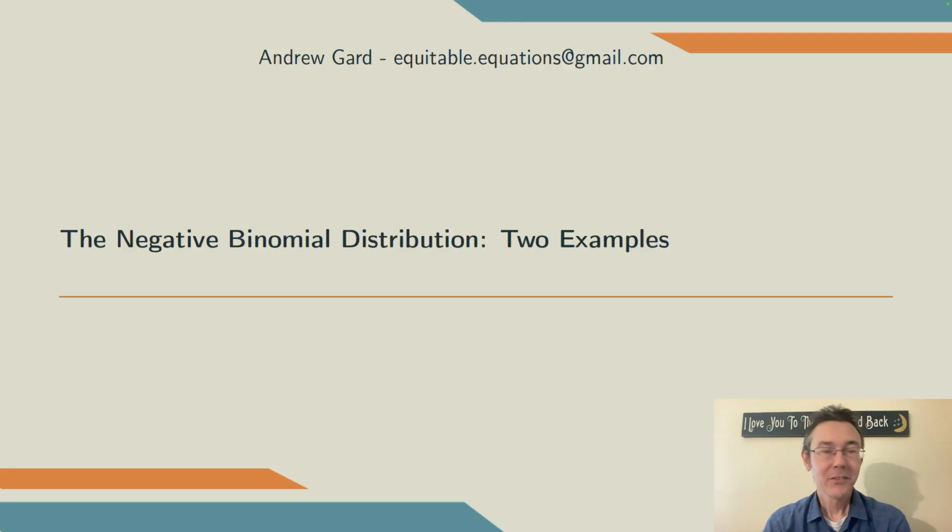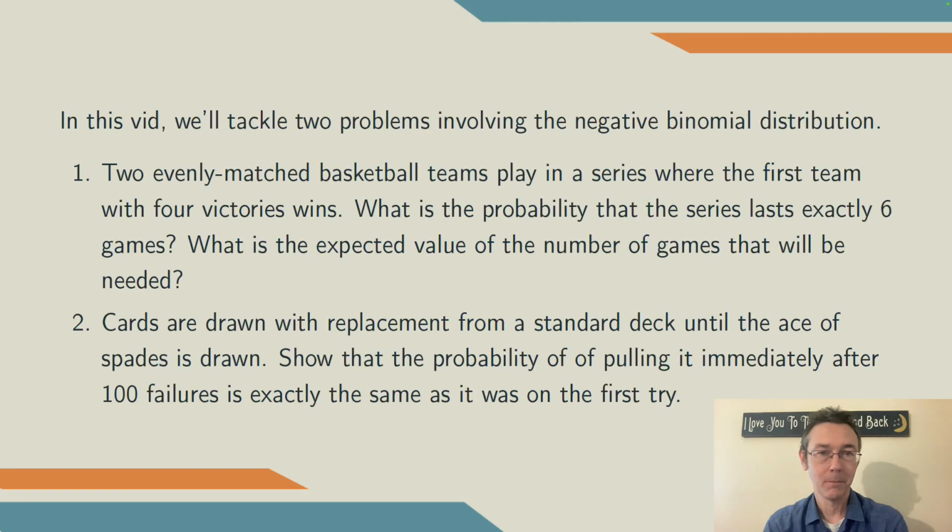Hey everybody. Today we're doing a couple of examples using the negative binomial distribution and its special case, the geometric distribution. Here are the two problems we're going to tackle. As usual, I recommend pausing the video, trying these on your own before seeing my solutions.